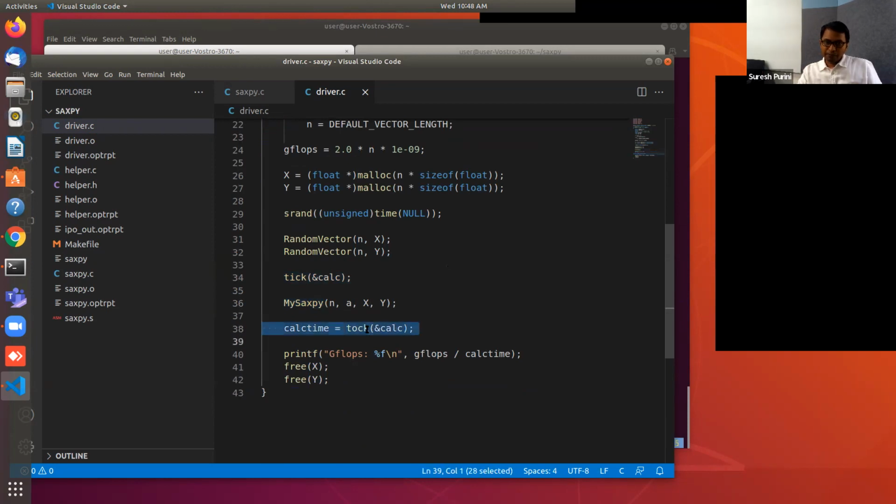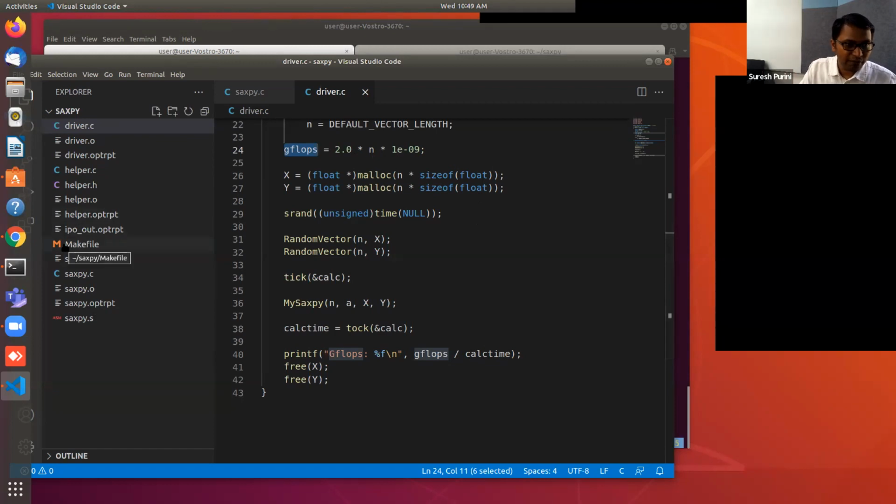Here we know theoretically the number of gigaflops. There are 2n operations, so 2n into 10 power minus 9, because we want to compute the number of giga operations. 10 power 9 operations is 1 giga, so we are dividing by 10 power 9. That's what we are doing here. On line number 40, we divide the total number of gigaflops by the time to calculate the rate. So this is how we are doing it.